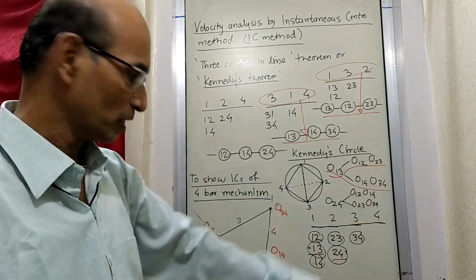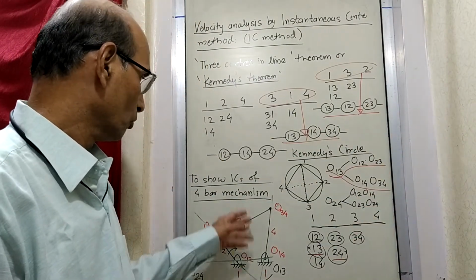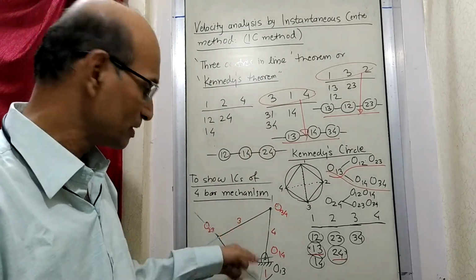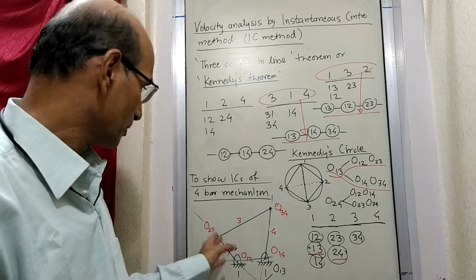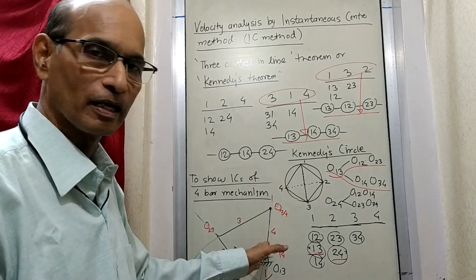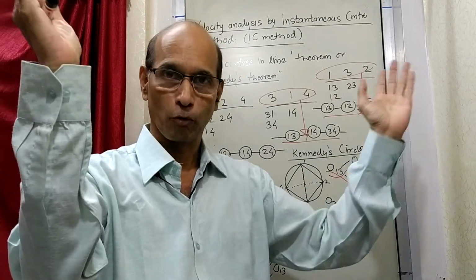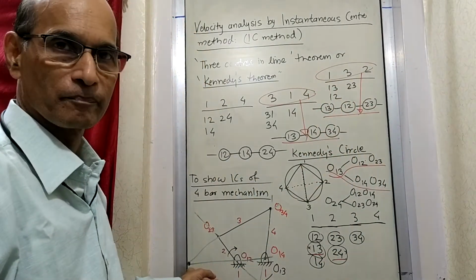Now the earlier question, O13 is here. 1 and 3, they are somewhere else. They are not connected to each other, but then there is still O13 existing. Similarly, link 2 is here, link 4 is here. They are not connected. They are totally different links. But the center O24 exists, and it is here.